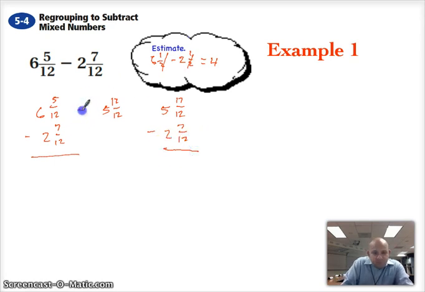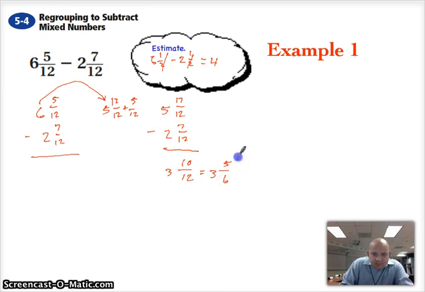So I just converted the 6 into 5 12/12 plus 5/12. And that gives me 5 17/12. Subtract 2 7/12. Now I can subtract 7 from 17, numerator from numerator, and I get 10/12. 2 from the 5 is a 3. I simplify the fraction. It becomes 3 5/6. So there's my answer for that first one.